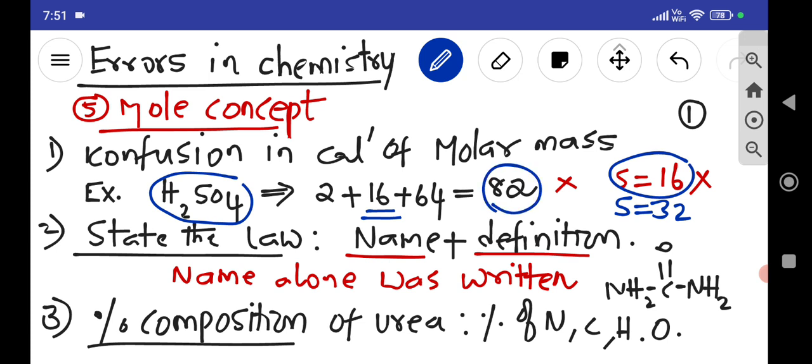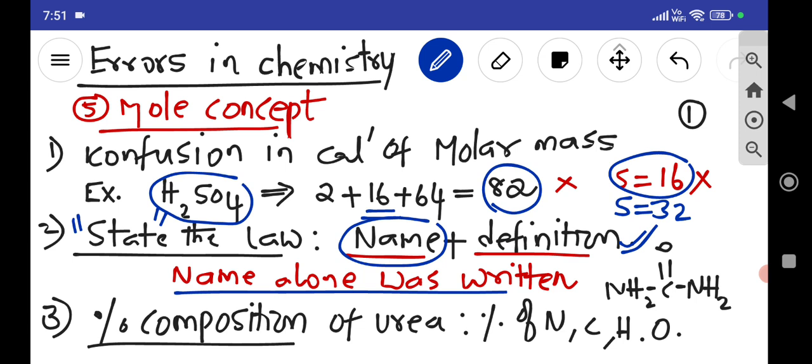go wrong as 82. Second one is, sometimes they ask the question, state the law by giving some examples. So many of the students have done with only the name written, but you also have to write the definition because they are asking state the law, so not the name alone.